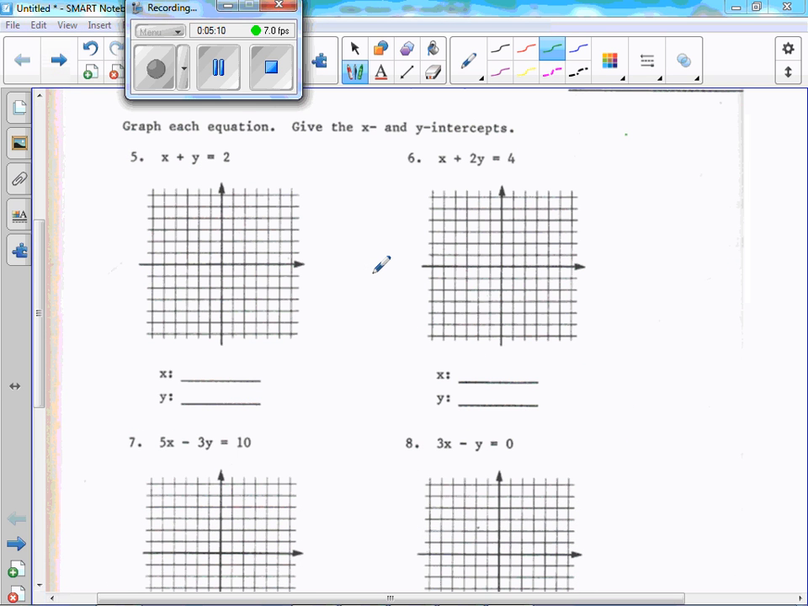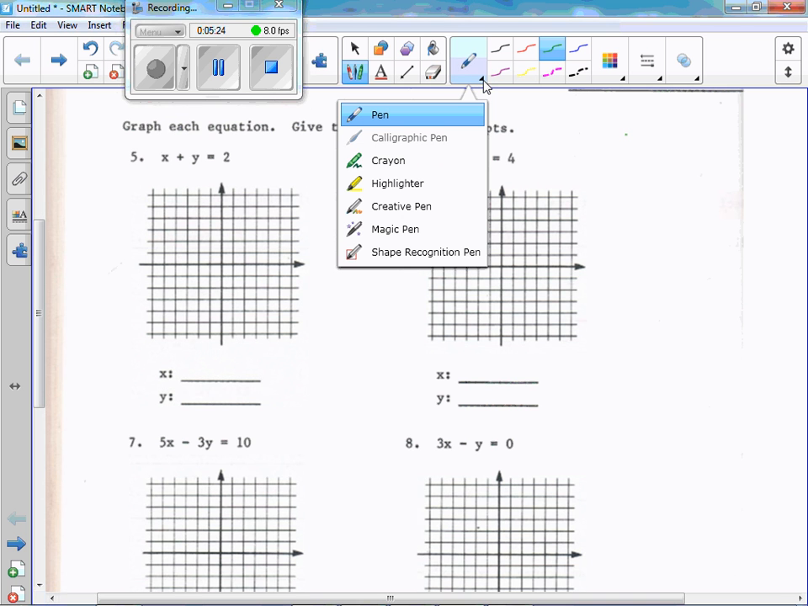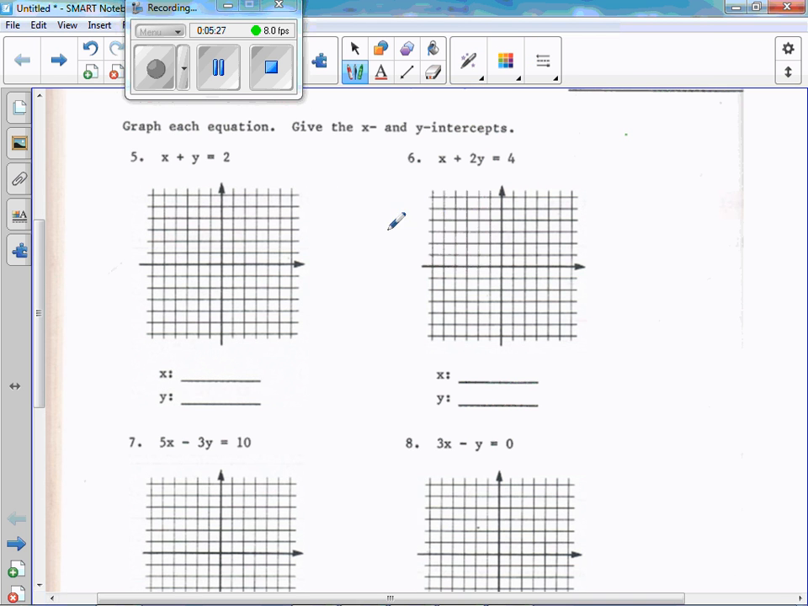Here it says graph each equation, give the x and y intercept. So remember that to have the x-intercept, y is 0. The y-intercept, x is 0. Okay, let's see if I can do my magic pen. Okay, here's my magic pen. So x-intercept, y is 0, so I'm going to just crop out y. So what is x? We see x is 2. Okay, you see how it's going to come back to y again. It's erased now. So we see x is 2. So I'm going to go ahead and write x is 2 and y is 0. Okay.